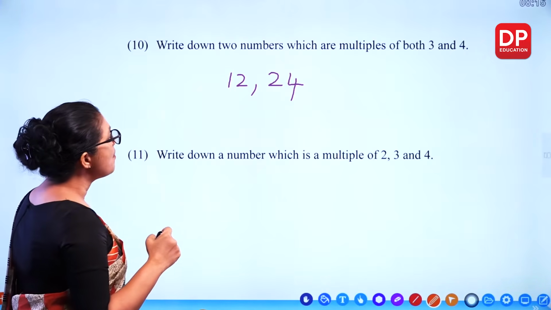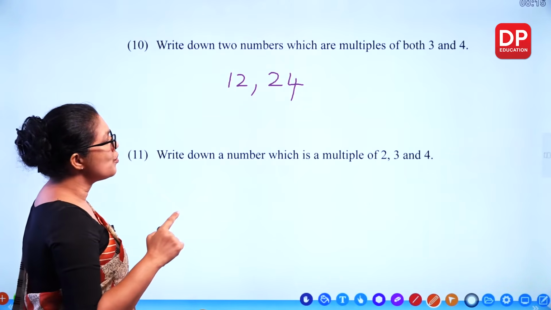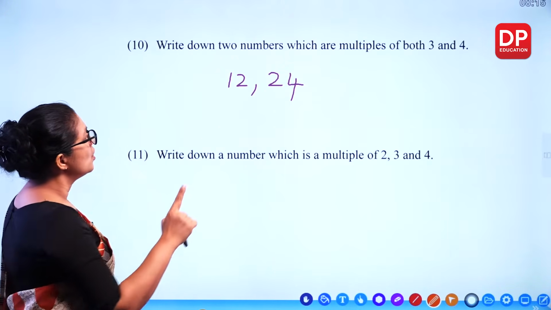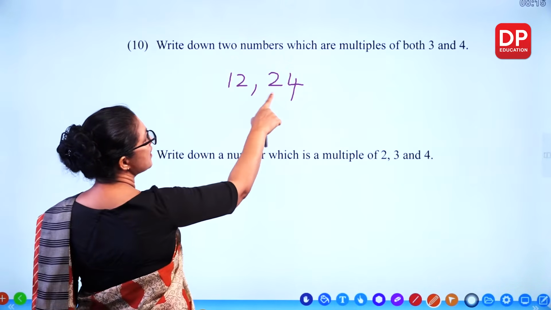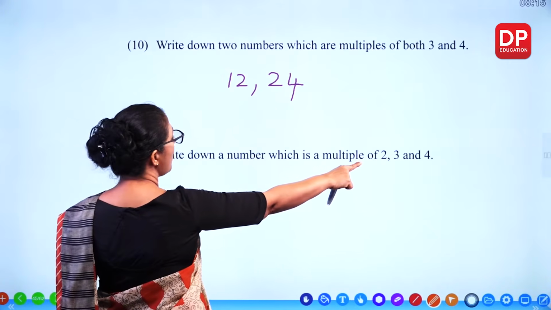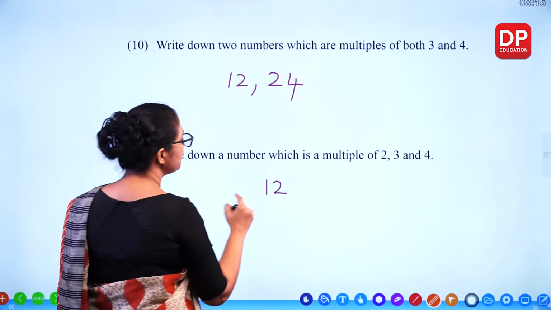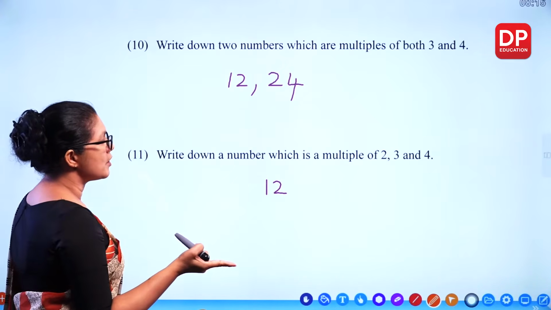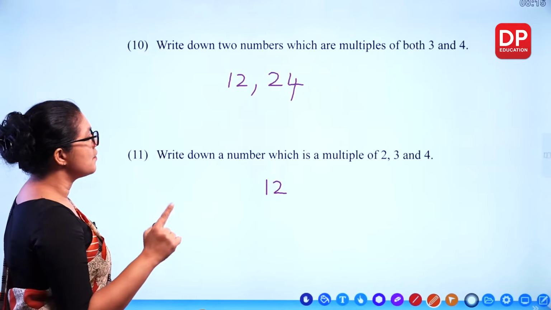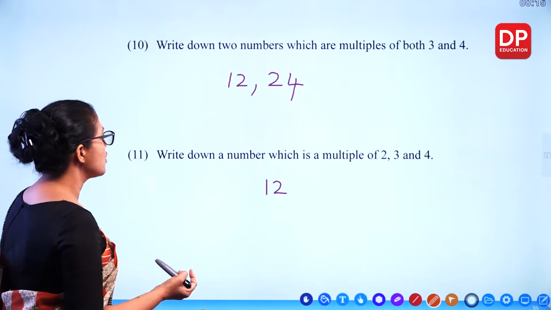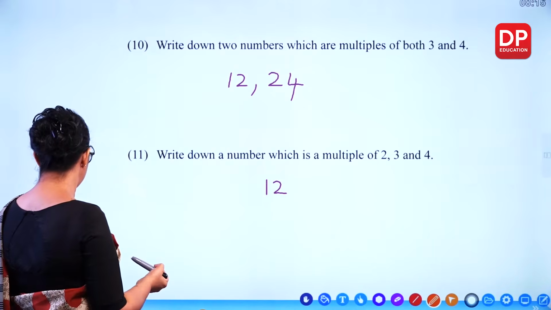Write down a number which is a multiple of 2, 3, 4. So you can take 12 or 24. 12 is divisible by 2, so that means 2 times 6, 3 times 4, 4 times 3. So you can write 12 or 24, any number.